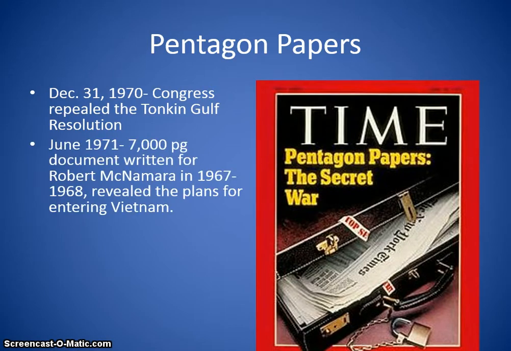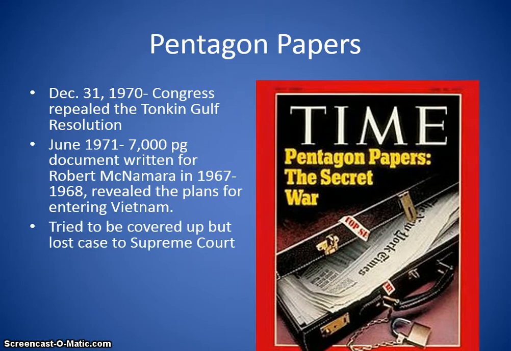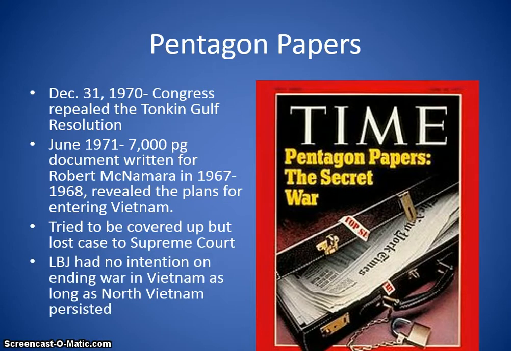In June 1971, a 7,000-page document written for Robert McNamara in 1967 through 68 revealed the plans for entering Vietnam. Basically it goes against the government, saying, you know what, North Vietnam attacked the United States first. The Pentagon Papers exposed the government and our original plans to attack Vietnam. It tried to be covered up, but they lost the case in the Supreme Court. LBJ had no intention of ending the war in Vietnam as long as North Vietnam persisted. So here's where you have the distrust for the government. The distrust for the government begins here.